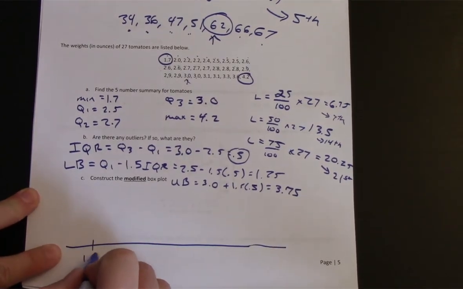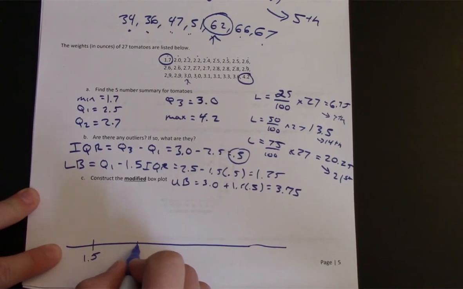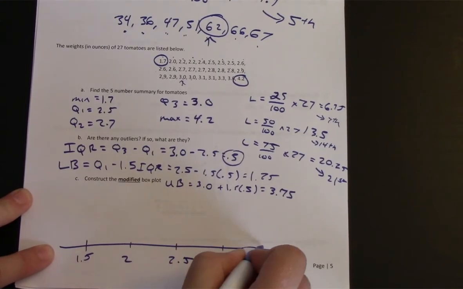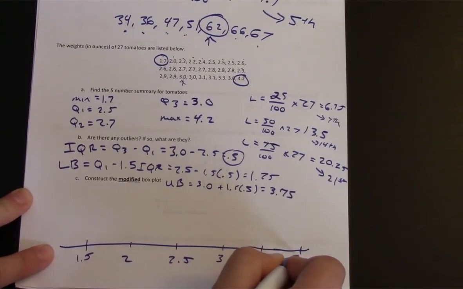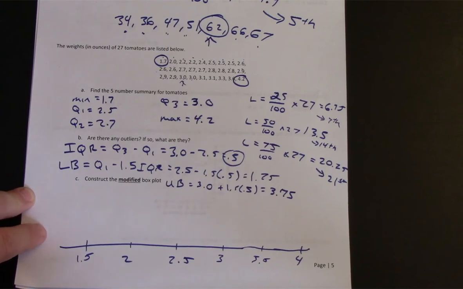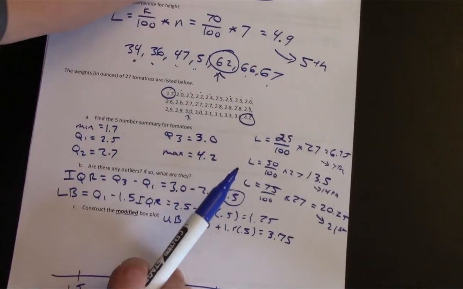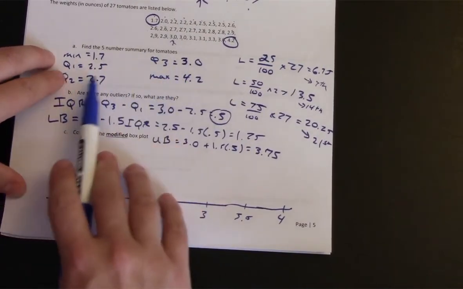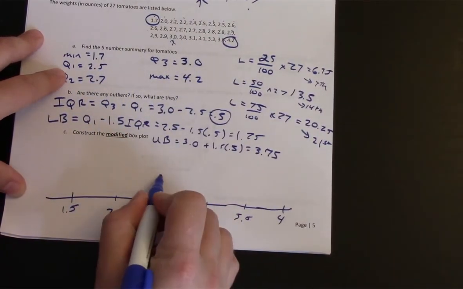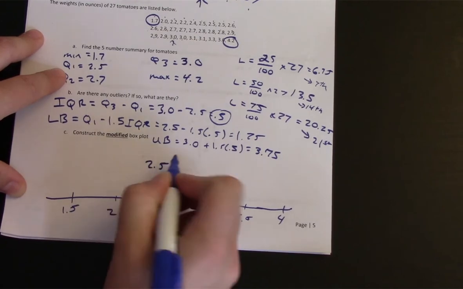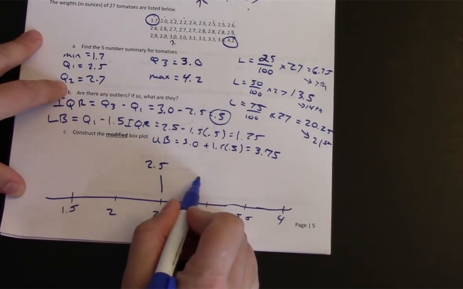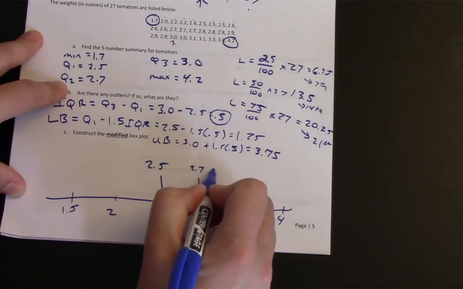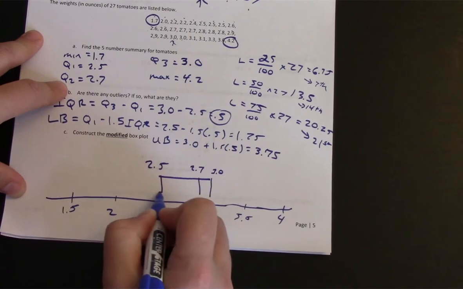All right, so now when I'm constructing my box plot, I'll say 1.5, 2, 2.5, 3, 3.5, 4. Okay, so my box plot now, I'll have bars for each of the quartiles, okay? So 2.5 will have a bar. Let me go ahead and label it as 2.5. 2.7 will also have a bar. And 3.0 will have a bar. And that is my box.